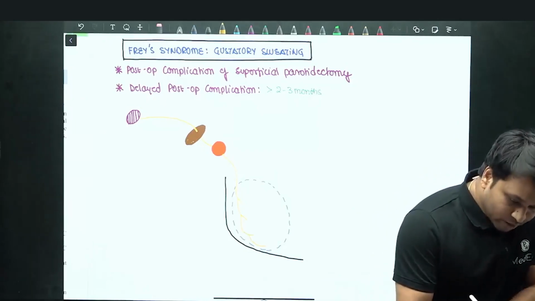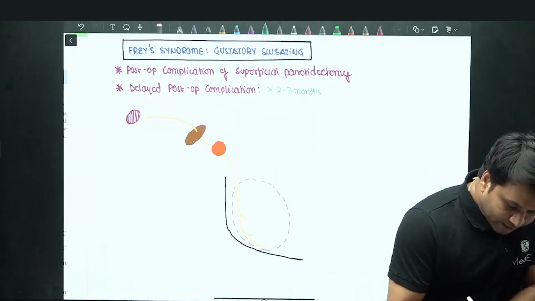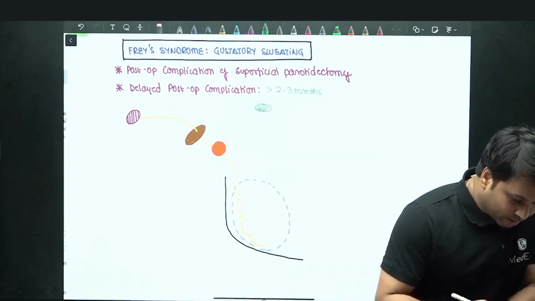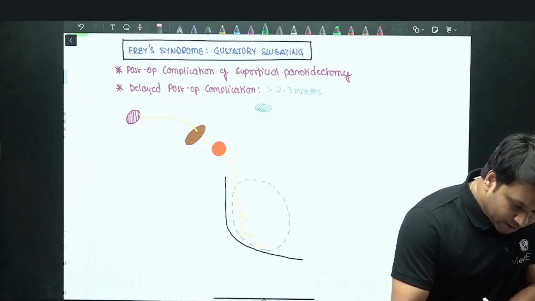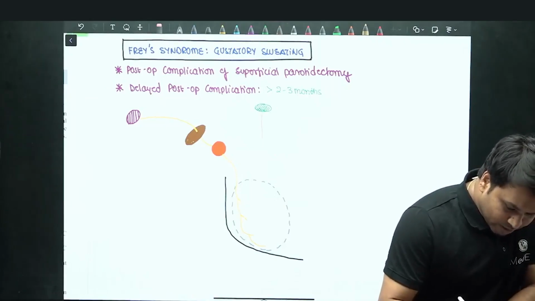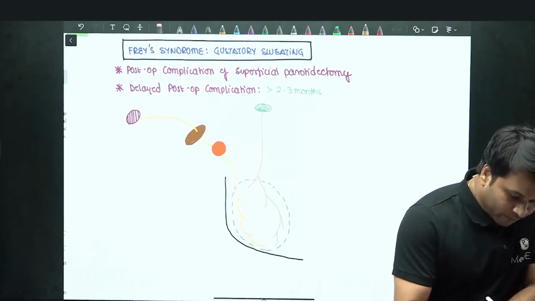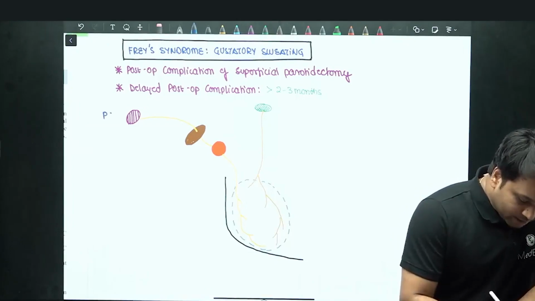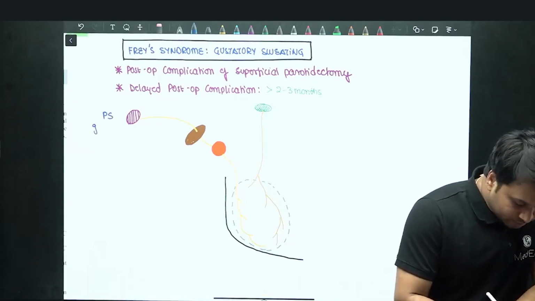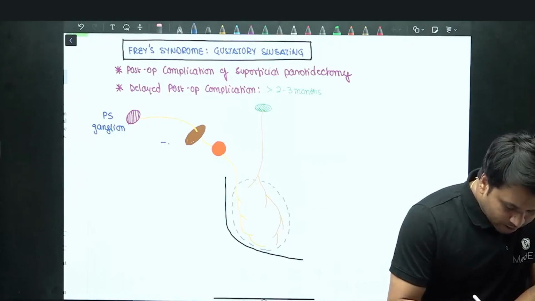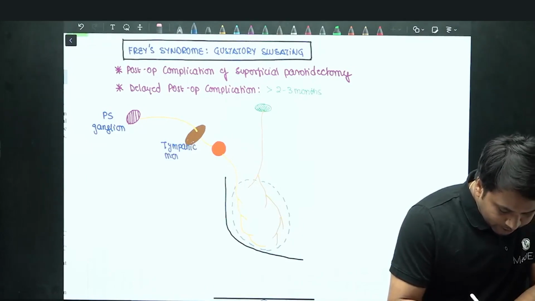At the same time, you have the sympathetic nerve fibers. Now, this is the sympathetic component, and this sympathetic supply is going to come across and it is supplying to the parotid gland, right? So, this is your parasympathetic ganglion. This is your parasympathetic ganglion, this is your parasympathetic nerve fiber. This is your tympanic membrane.